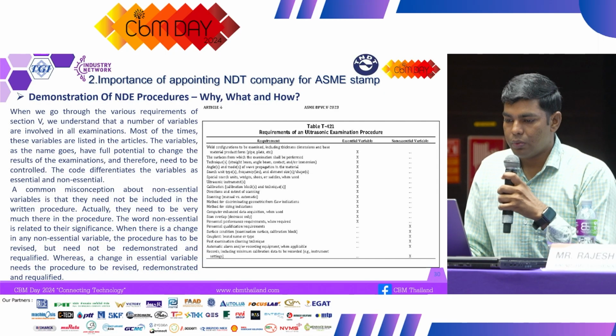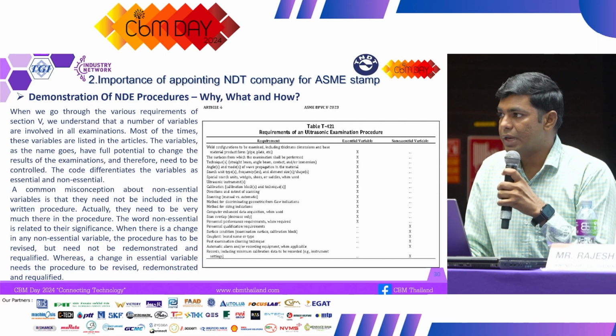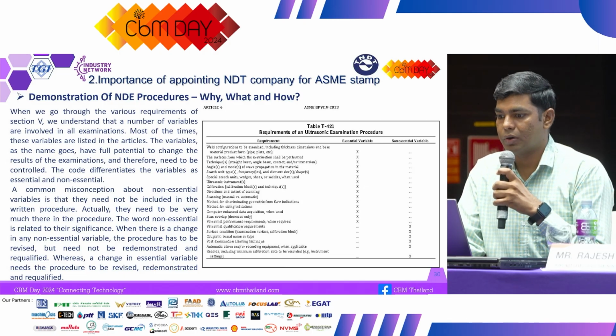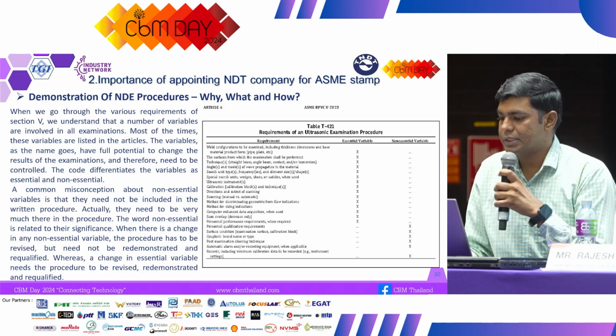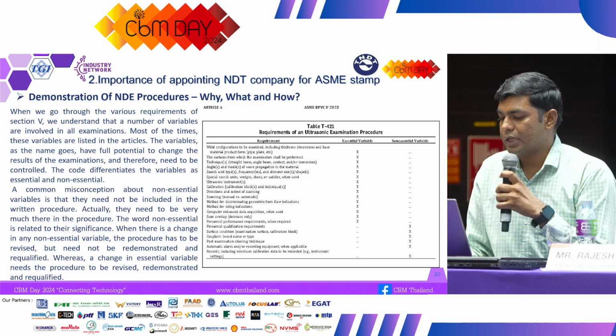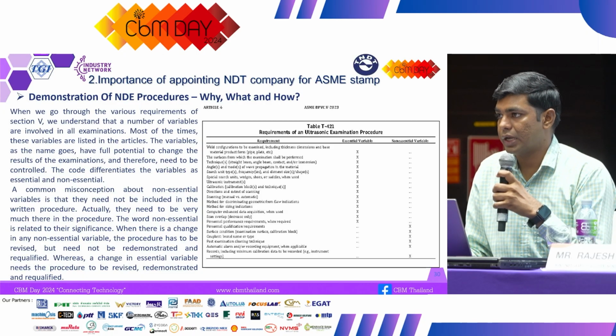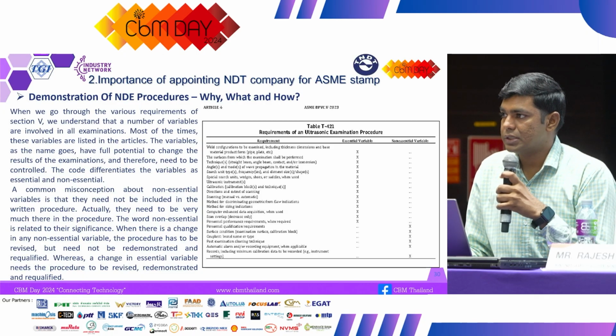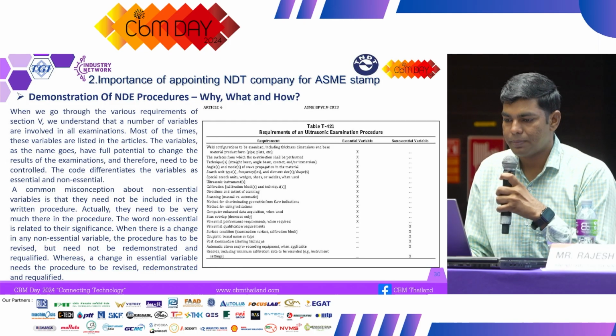If you go to Section 5, they have many values there about NDT variables, that means their impact and work. In this they have a table of essential variables that we cannot change. There is a common misconception that only essential variables are kept in the procedure and non-essential are not needed, but actually all details are needed in the procedure as per code. If an essential variable changes, the procedure may need requalification and redemonstration. If a non-essential variable changes, just revise the procedure; no need for requalification or redemonstration.